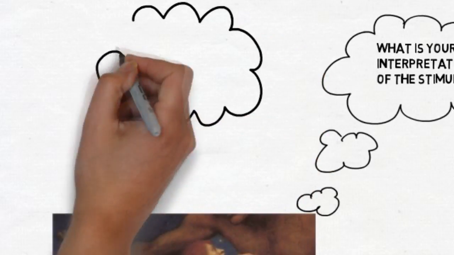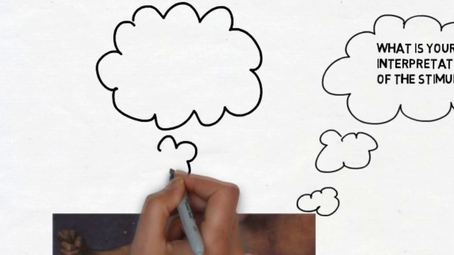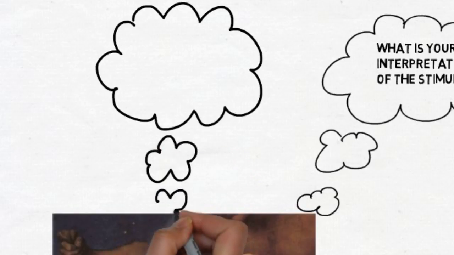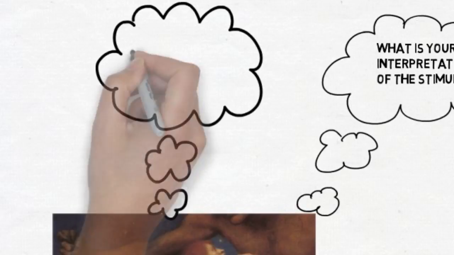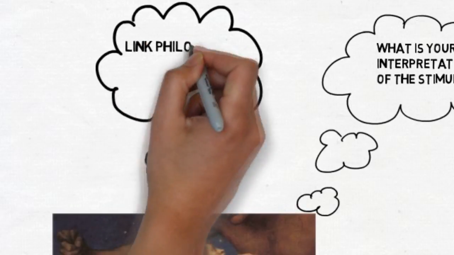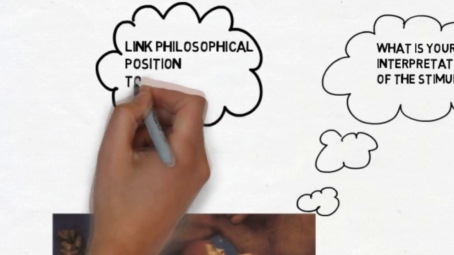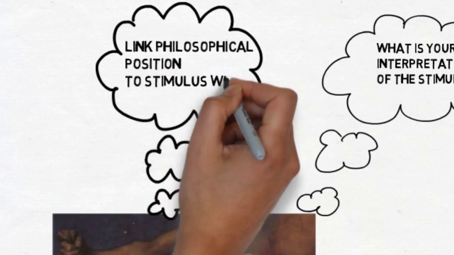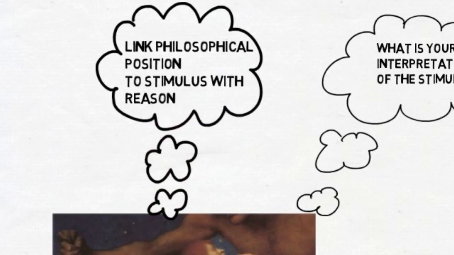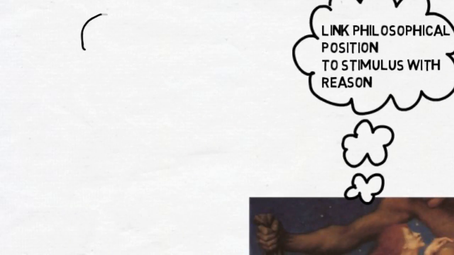After you have shown your interpretation of the stimulus, you need to link this to a philosophical position and not a philosopher. So in this case, I would say that the stimulus opposes the ideas of altruism, in that one should act in the interest of others. This is because the man who the woman is begging to is withholding the money from her, and he is acting in the interest of himself.